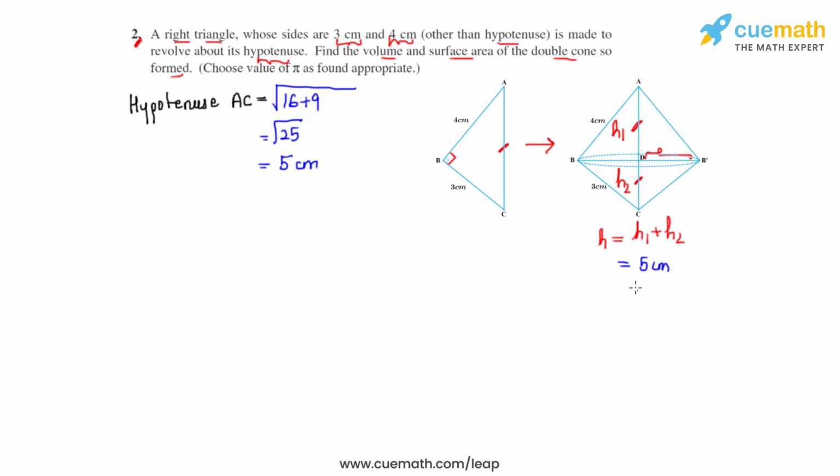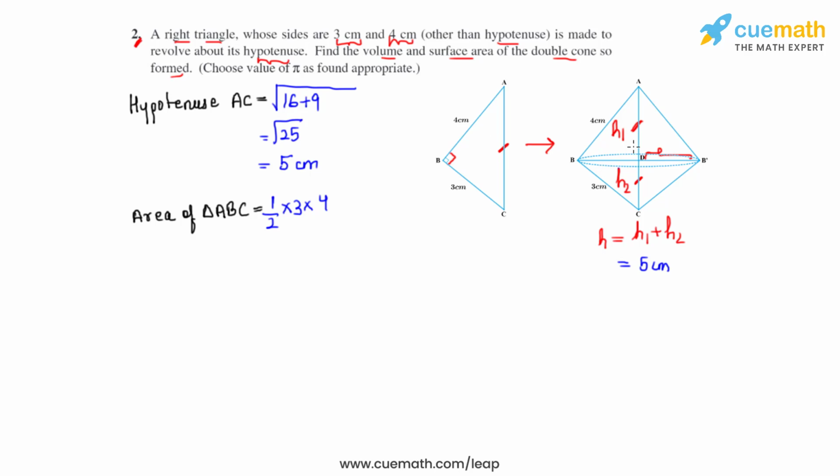So we can now write in place of H1 plus H2, 5 centimeters. The next part that we have to do is to find the common radius for both the cones so that we can find its volume and its surface area. So what we'll do is we'll first find the area of triangle ABC. We can find it with the formula half into base into height. We can take 3 centimeters as the base and 4 centimeters as the height. So this is the area of triangle ABC.